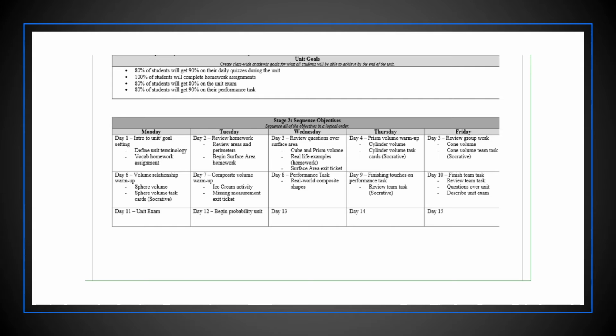Day 3, review any questions that we may have had over our surface area homework, and then get into our cube and prism volume. Our homework for that day will be all word problems, all real-life examples of where we would see cubes and prisms and why we might need to know their volumes. And then our exit ticket that day is going to be a surface area exit ticket.